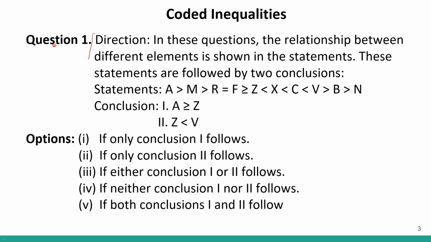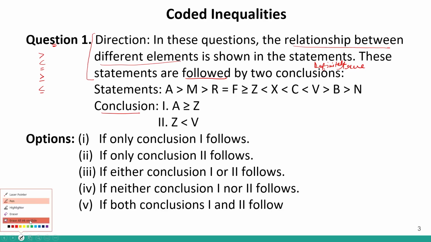So in your examinations, you will have directions given like this at the top of the questions. Basically, the direction says that in these questions, the relationship between different elements is shown in the statements. So these 5 symbols definitely show the relationship between elements. Two conclusions are given, or in some questions even 3 or 4 conclusions are given. We have to find the conclusions that follow, which means the conclusions that are definitely true. Now let us start by looking at the question.